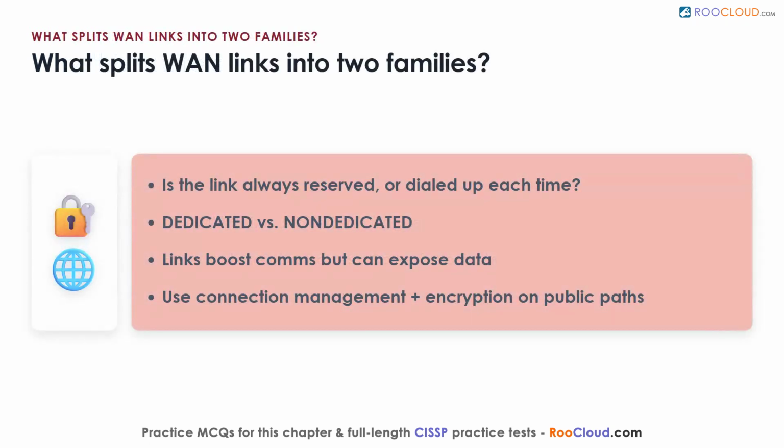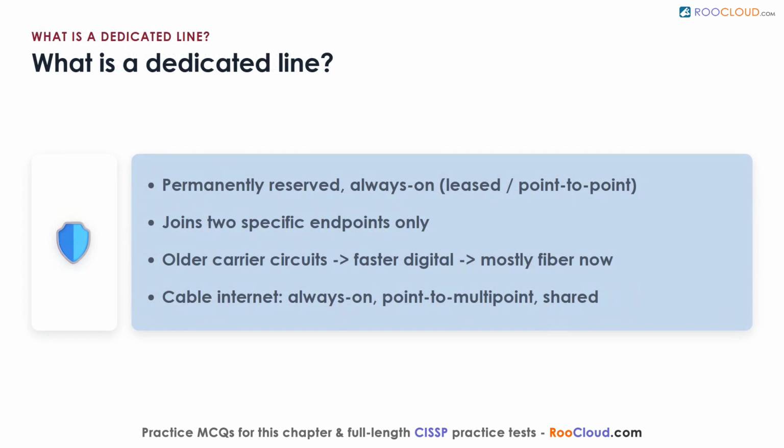What splits WAN links into two big families? A single question. Is the connection always reserved for you, or does it have to be dialed up each time? That divides everything into dedicated and non-dedicated links. Whatever the type, a long-distance link can boost communication but also expose data, so you need solid connection management and encryption, especially over public paths. Think of it as the difference between owning a private road and merging onto a public one whenever you need to travel.